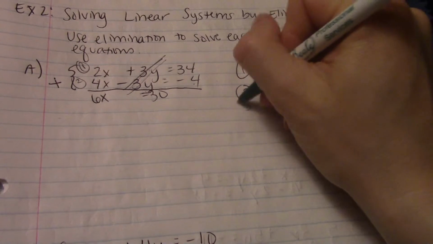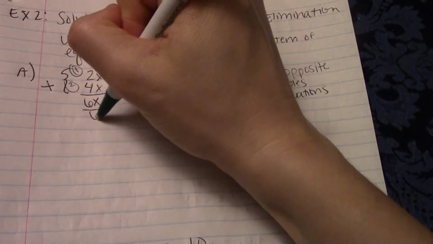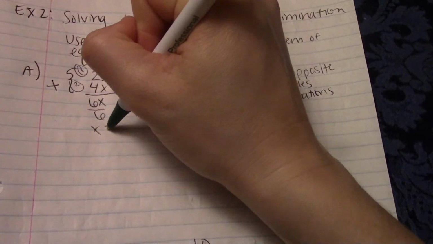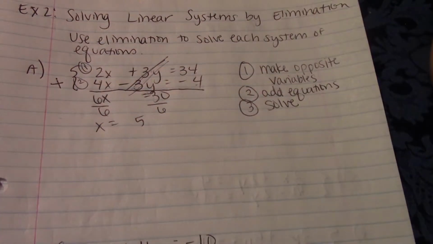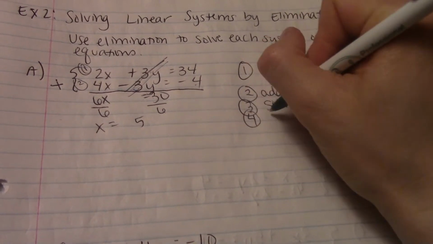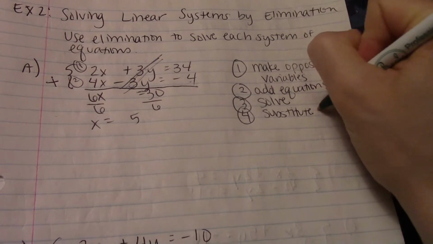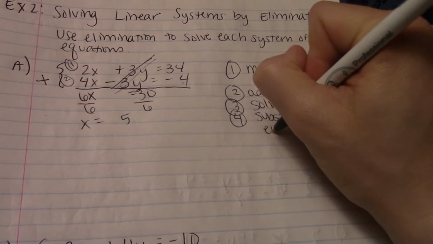So step 3 is to solve. So we have to divide by our 6. X equals 5. Step 4, substitute into either equation.